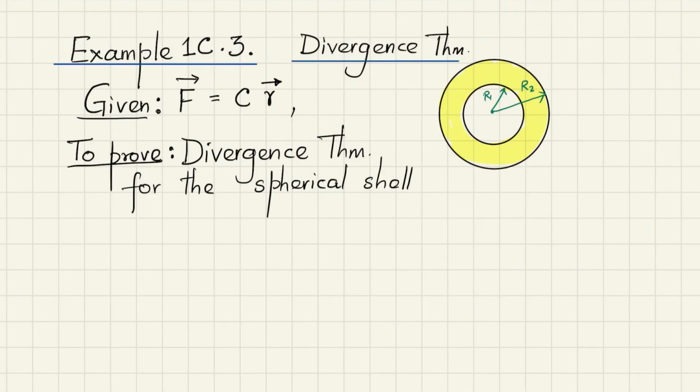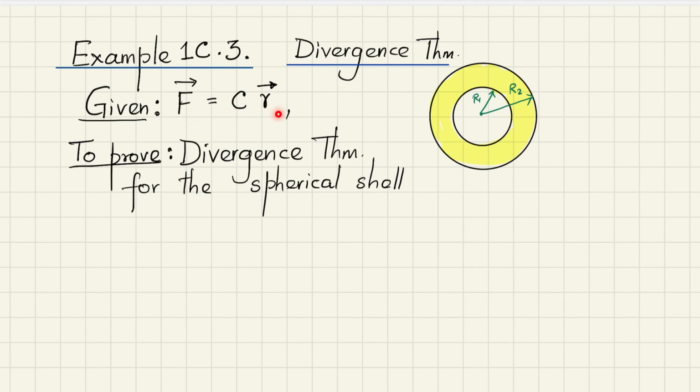So let me take up a simple example of the divergence theorem, which is a little more physical and straightforward. What is given to us is that F is a constant C times R vector. What is to be proven is the divergence theorem for the spherical shell with inner radius R1 and outer radius R2. That is, the source is really inside. We have to prove it for this.